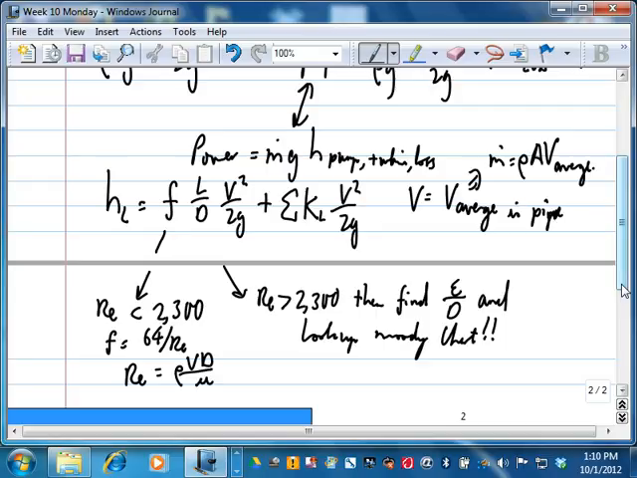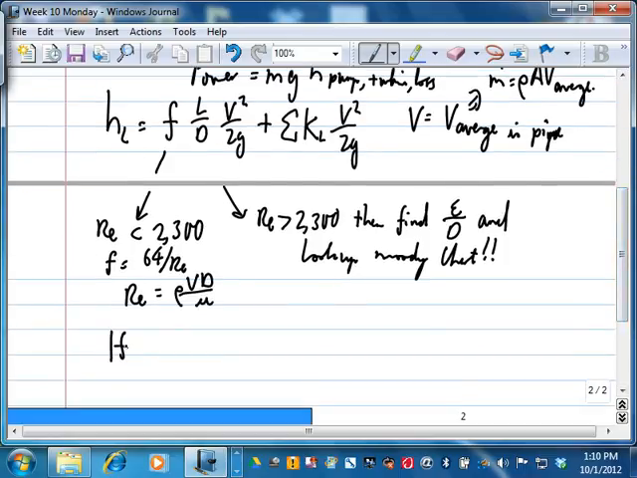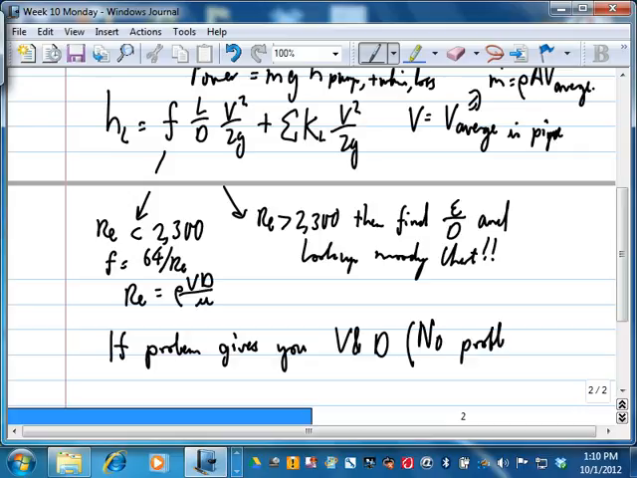So, for problems where you are given velocity and diameter, you can work through this way. If the problem gives you V and D, then no problem. That's the way we've done it. We follow this procedure: find the Reynolds number, look up or find F, and so on.